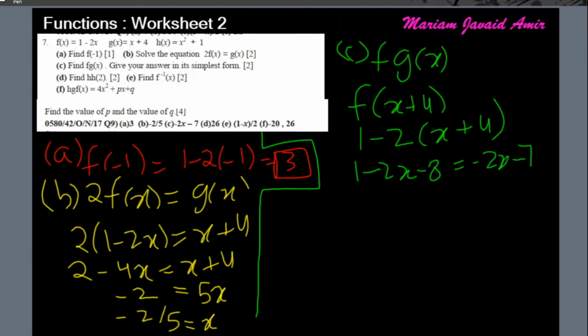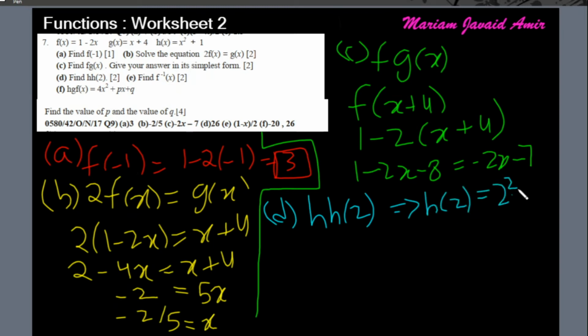Part D. We have to find h of f of g 2. So first we'll find h2, which is 2 square plus 1, because in hx we've replaced x with 2, we get 5. So that means we are actually being asked to find h of 5. So in hx replace x with 5 and we get 26.